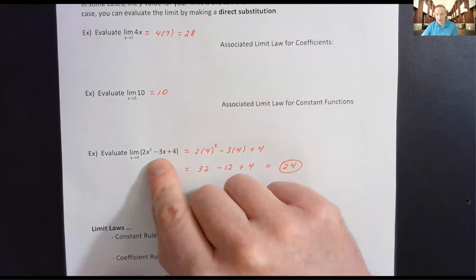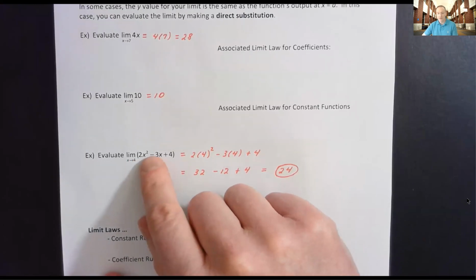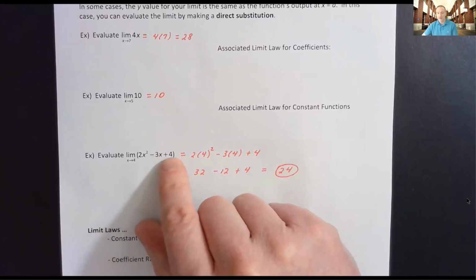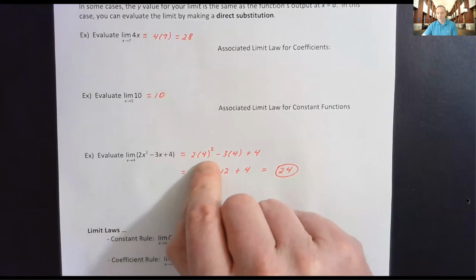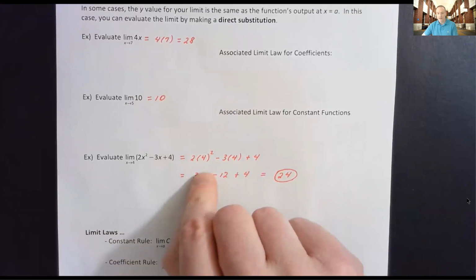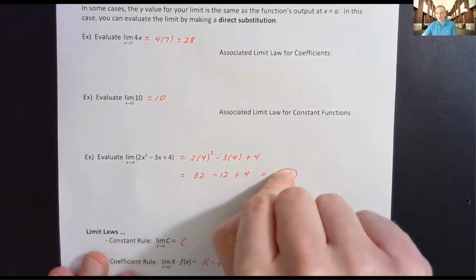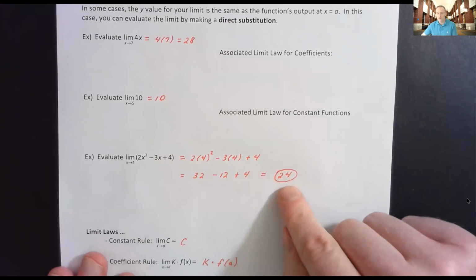For my next one, I know a quadratic is nice, continuous, and defined for all x values. So I would simply just plug the 4 into the limit as x approaches 4 of 2x squared minus 3x plus 4. I'll get 2 times 4 squared minus 3 times 4 plus 4. That gave me 2 times 16 for 32 minus 12 plus 4. This has a limiting value of 24.